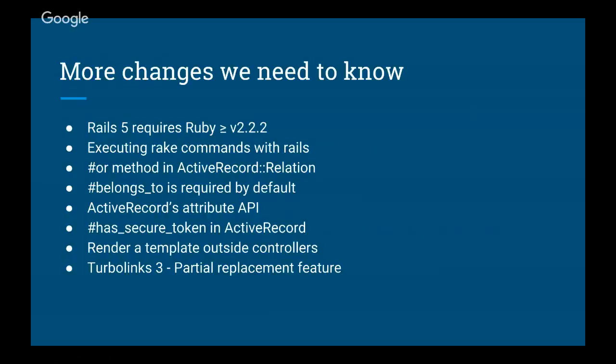Then there is an or method, and the Active Record relation belongs_to has a different behavior. Active Record has a new attribute API. Active Record also has has_secure_token, very similar to has_secure_password. We'll get into some slides. Other than that, we also gain the ability to render a template outside the console. That's a big thing. It actually helps with Action Mailer and Active Job tasks.